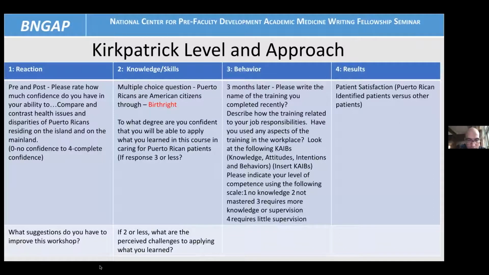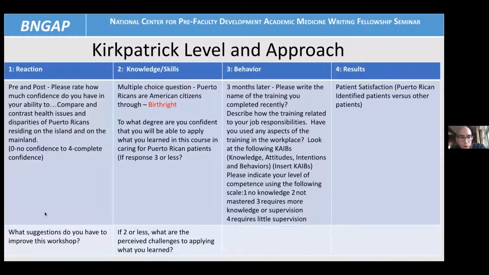So yeah, perfect. I think you guys did a great job walking through what some of the educational evaluations at the different levels of Kirkpatrick's pyramid might look like. Just to summarize everything in one place, we discussed level one, reactions and perceptions, pre and post surveys looking at confidence, to compare and contrast health issues and disparities of Puerto Ricans residing on the island, going back to our objective.